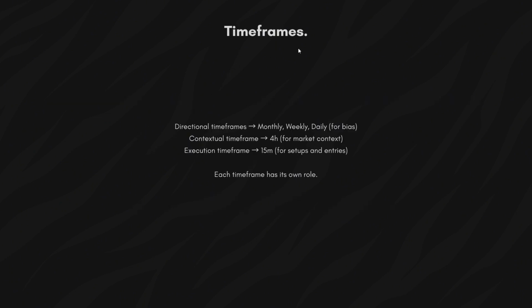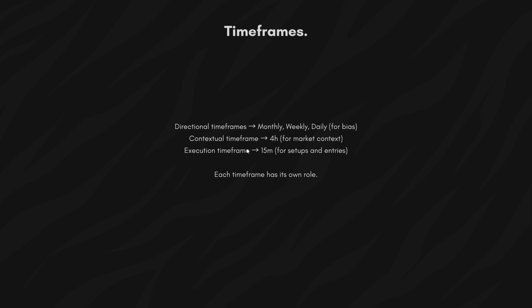First, let's quickly talk about time frames. These are the only time frames that I personally use, and each one of them serves a specific and non-negotiable role inside the Access framework. First, we've got the directional time frames, which are the monthly, the weekly, and the daily, and these are what I use to build a higher time frame directional bias. Then we've got the contextual time frame, which is the 4-hour, and it's used to establish a proper market context. This time frame acts as the bridge between bias and execution.